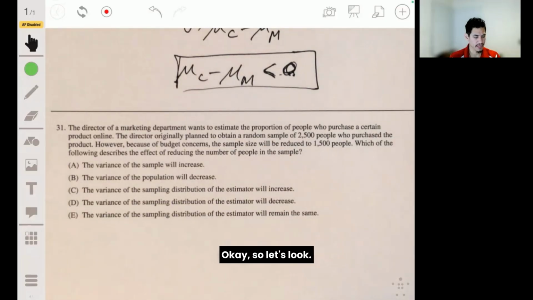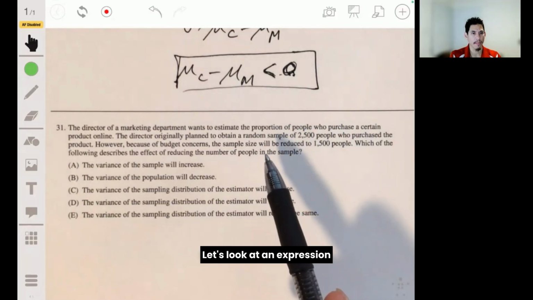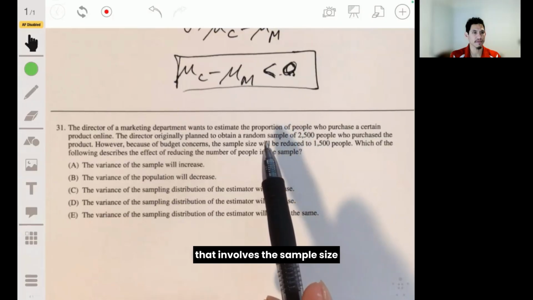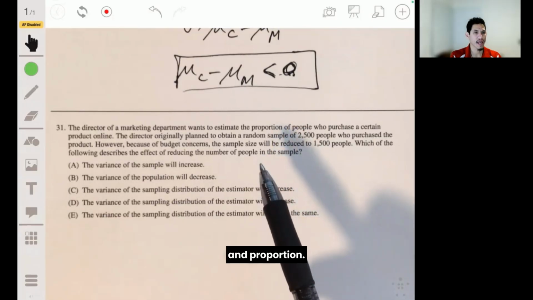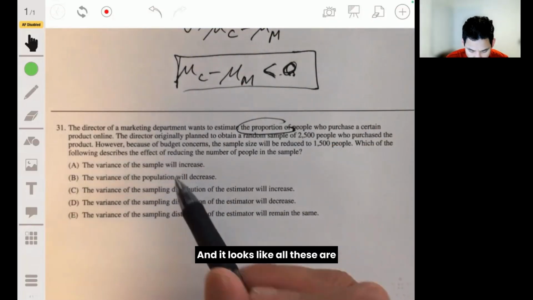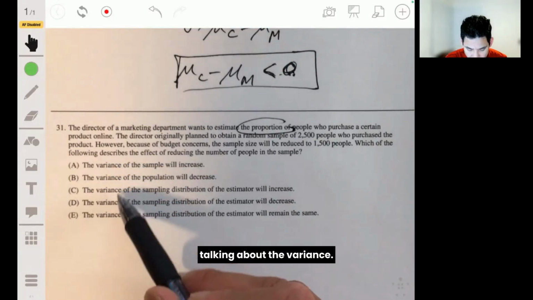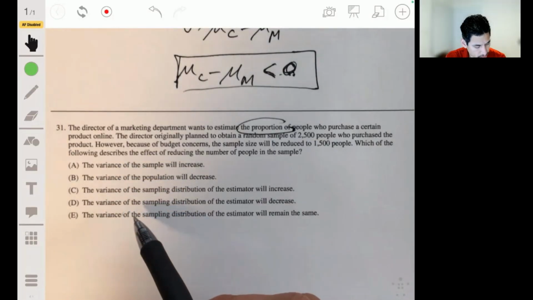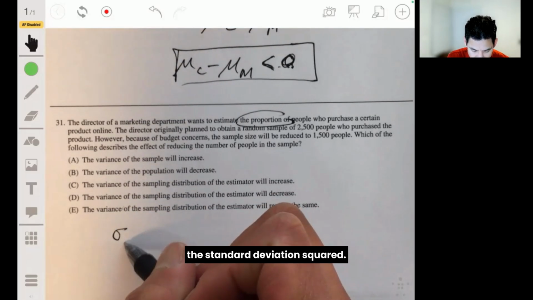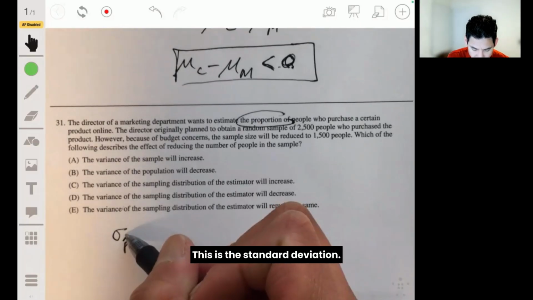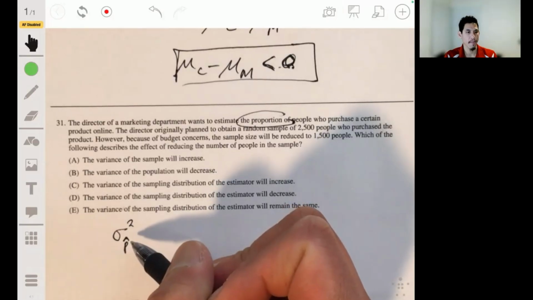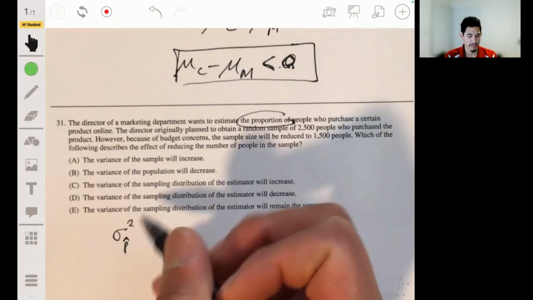Okay, so let's look at an expression that involves the sample size and proportion. It looks like all these choices are talking about the variance. Remember, the variance is just the standard deviation squared. This is the standard deviation, so this is the variance. We'll talk about sample proportion.